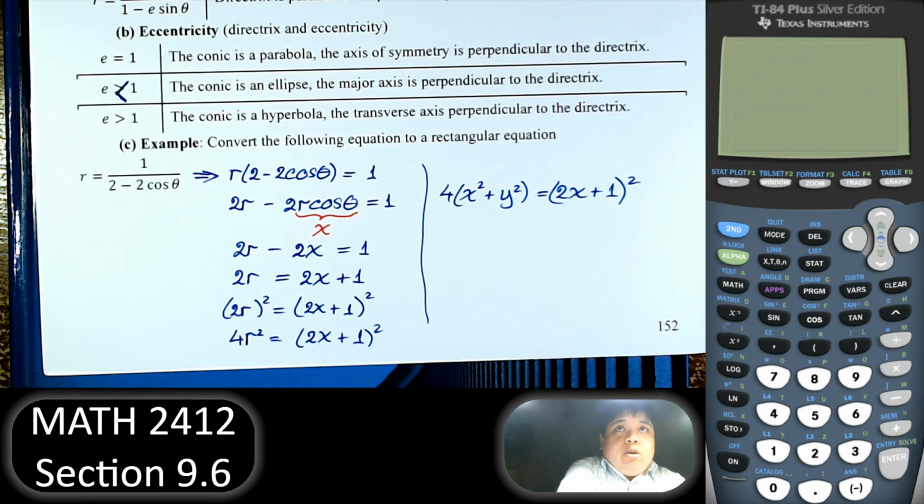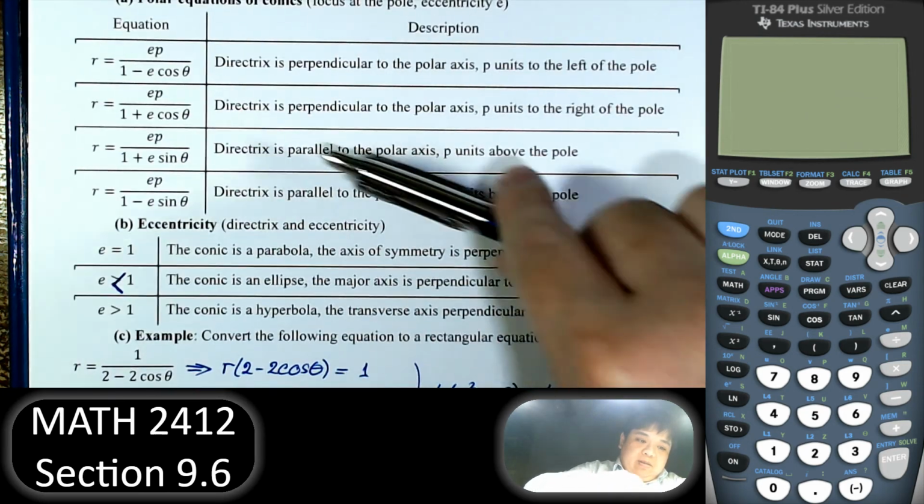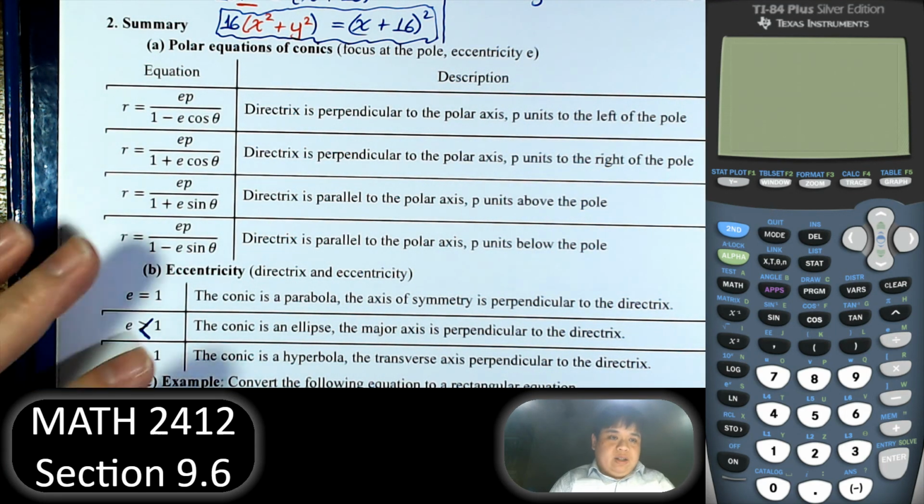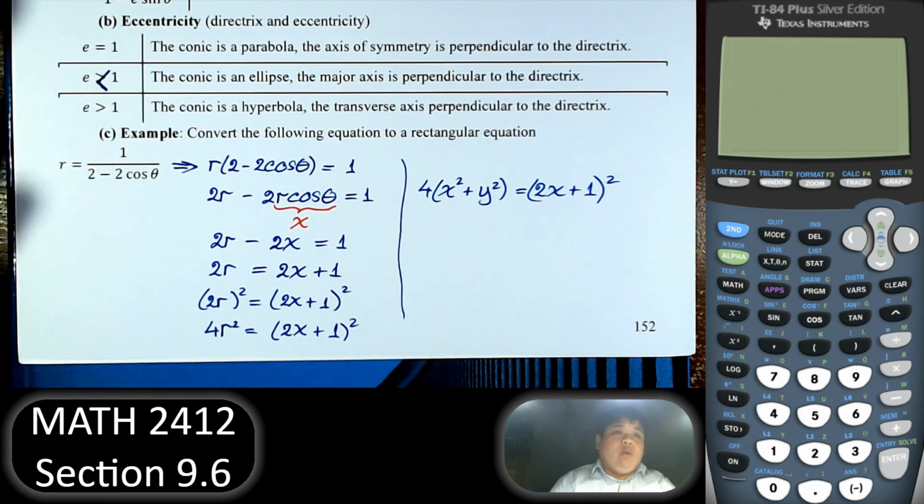So we just need to know how to convert from the polar equation into the rectangular equation, and then the form of conic sections in polar coordinates. So that's all I want to cover in this section.